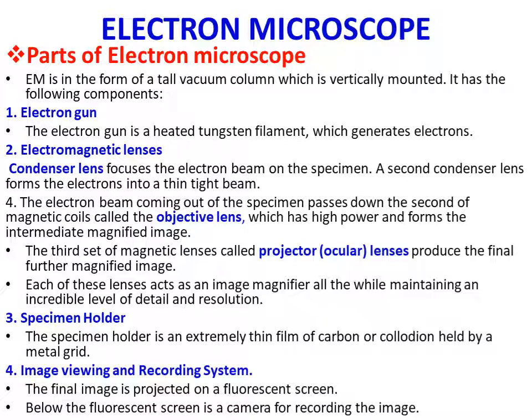Then the third part is the specimen holder. The specimen holder is an extremely thin film of carbon or collodion held by a metal grid. Then the image viewing and recording system. The final image is projected on a fluorescent screen. Below the fluorescent screen is a camera for recording the image.